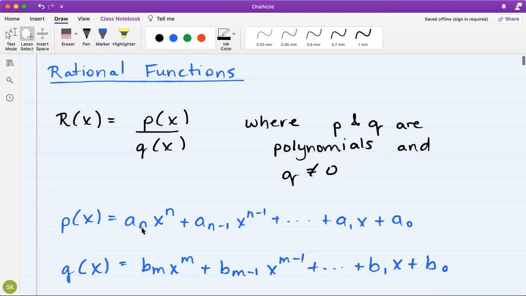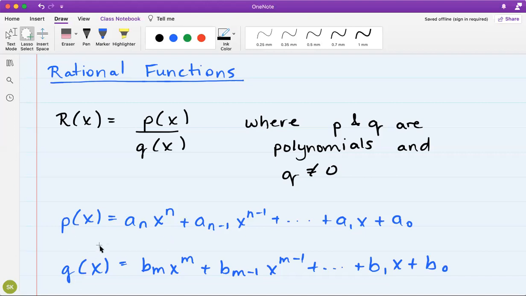P of x is a sub n times x to the power n plus a sub n minus 1 times x to the n minus 1, and so on, where these a sub n, a sub n minus 1 are your coefficients. And in this particular example, and the examples we're going to see, all of these coefficients are real. And this number here, n, is your degree. It's the highest power on the x, and this degree is a non-negative integer. So it could be 0, 1, 2, 3, and anything like that. So no fractions, no negative numbers, just whole numbers.